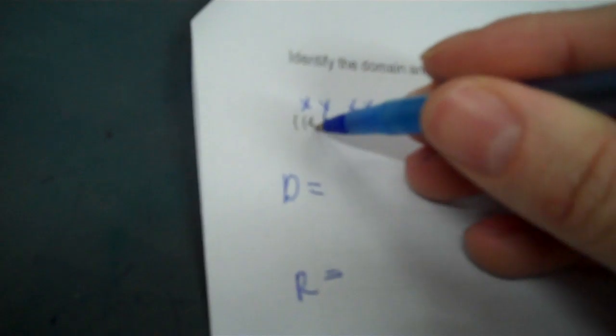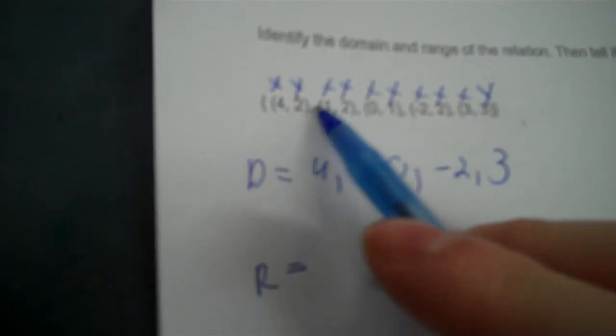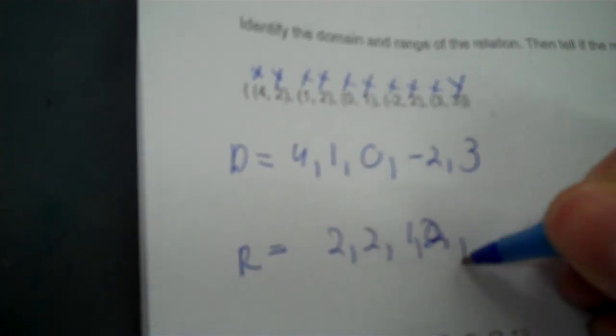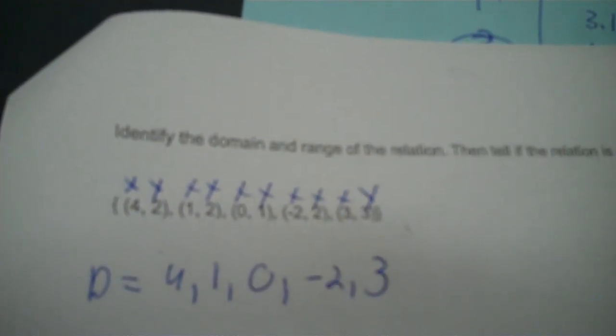All right, now the last page. Identify the domain and range of the relation, then tell if the relation's a function. So that's x, y, x, y, x, y, x, y, x, y. You're basically doing this, but you don't have a graph. Okay, so the domain are your x's, so you have 4, 1, 0, -2, 3. The range are my y's, so 2, 2, 1, 2, and 3.